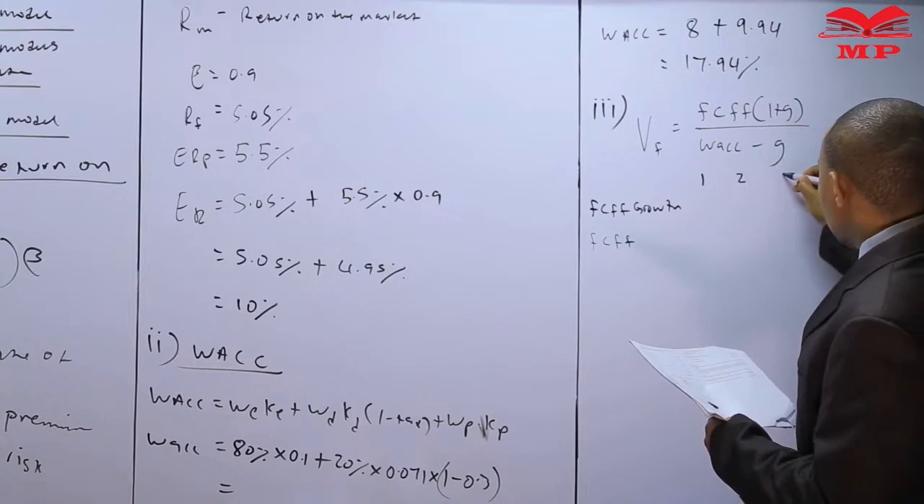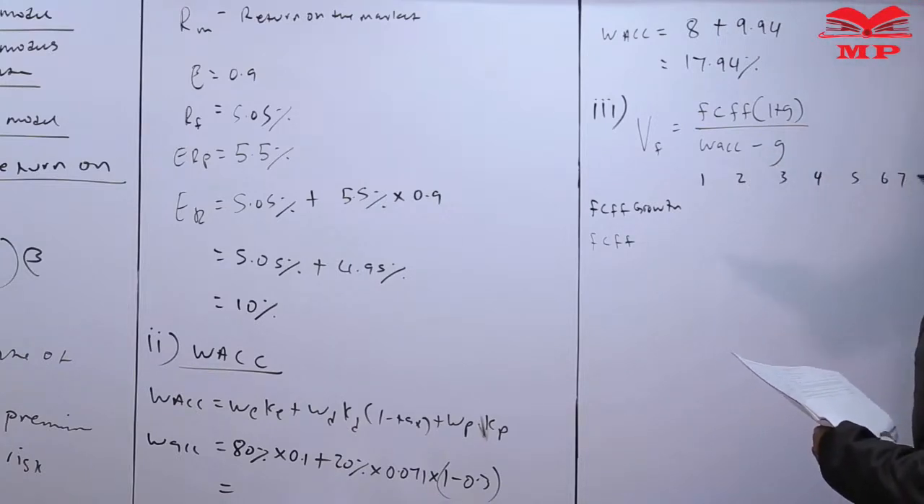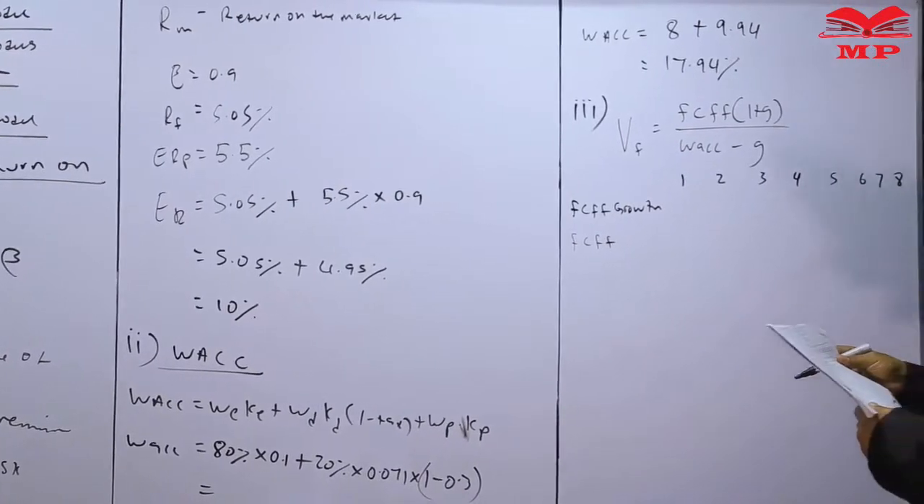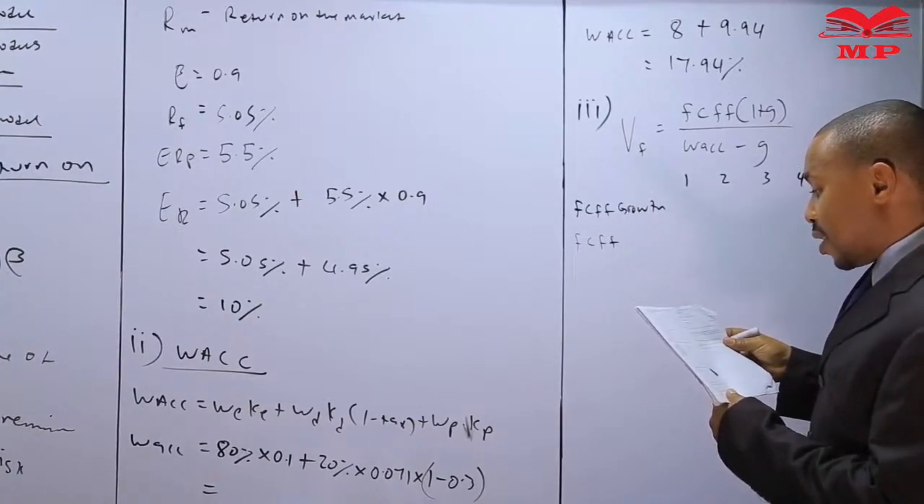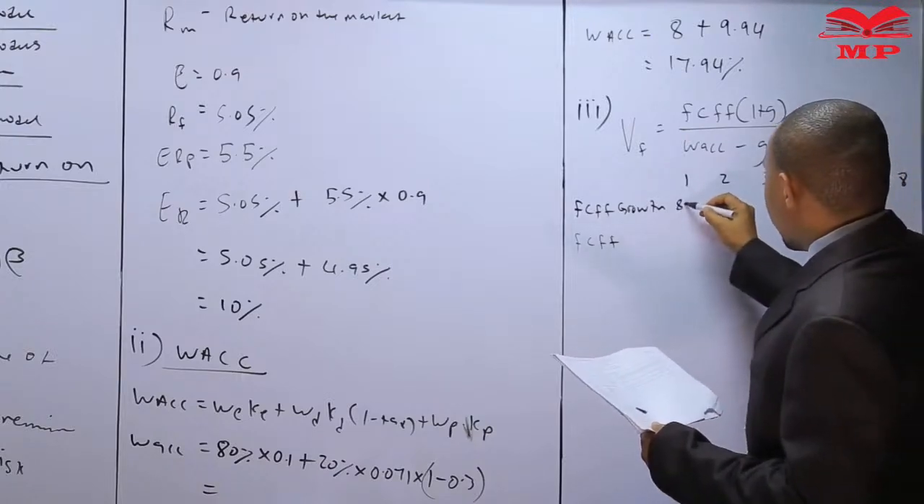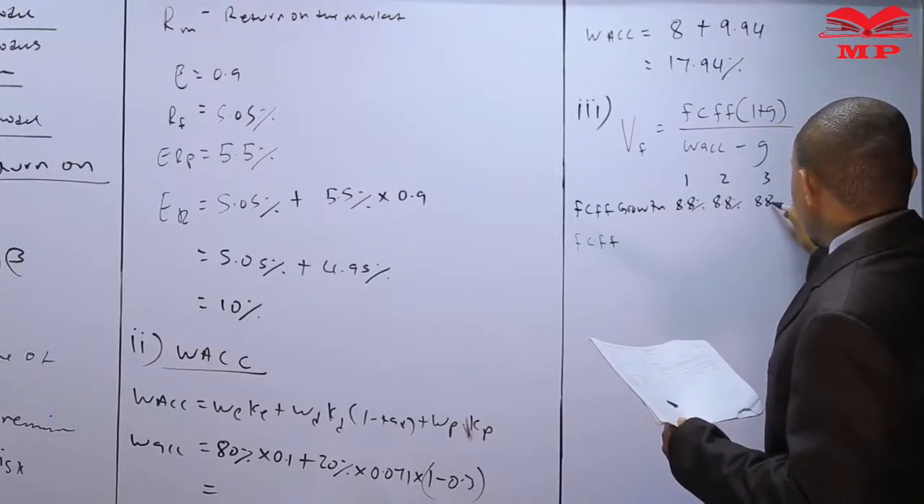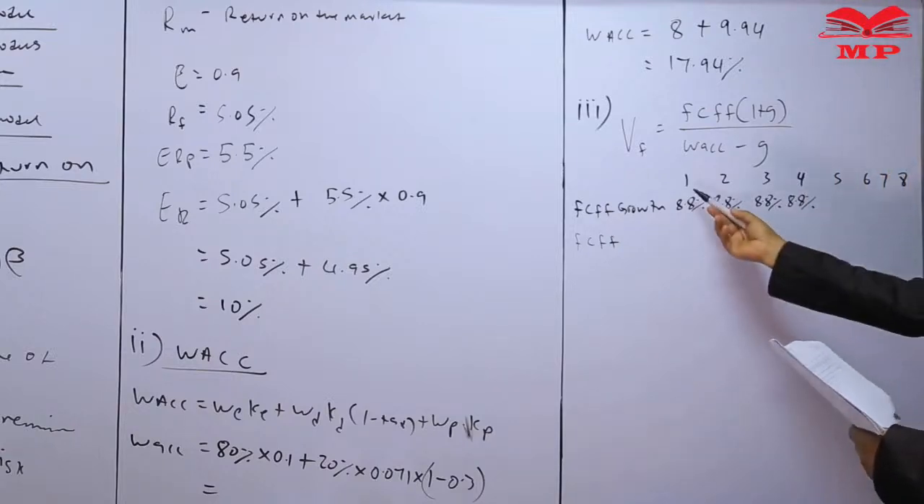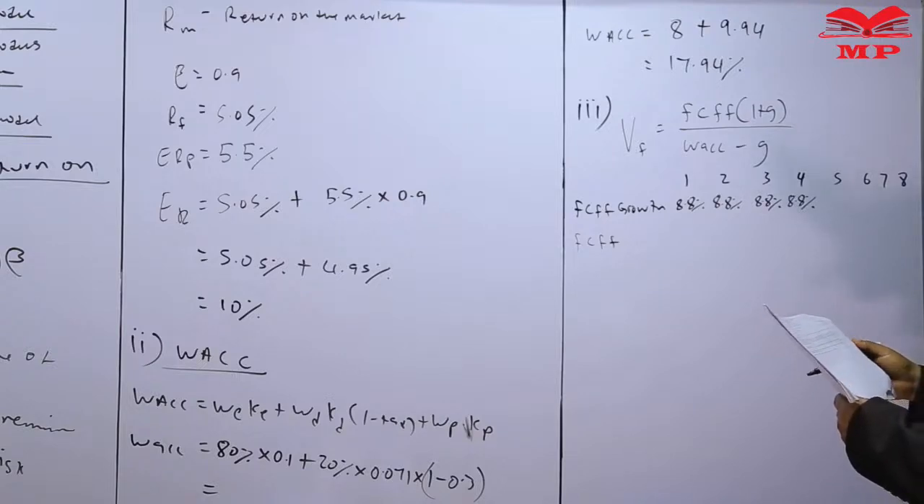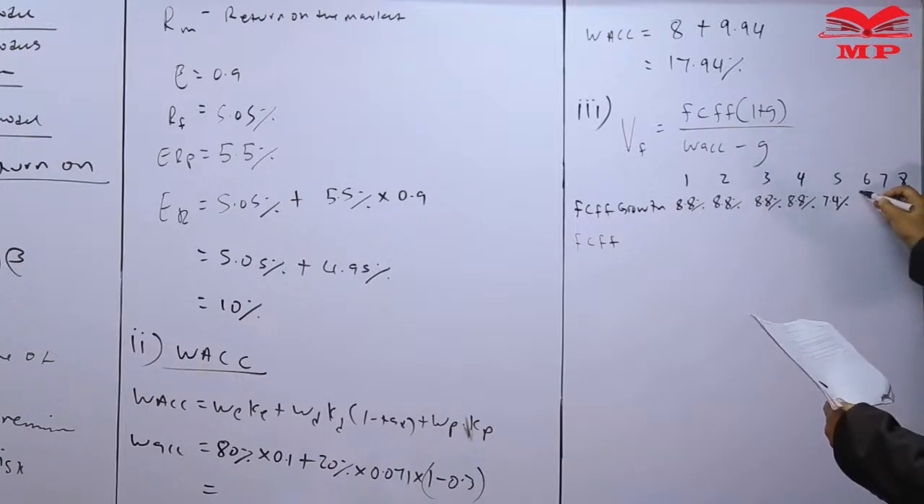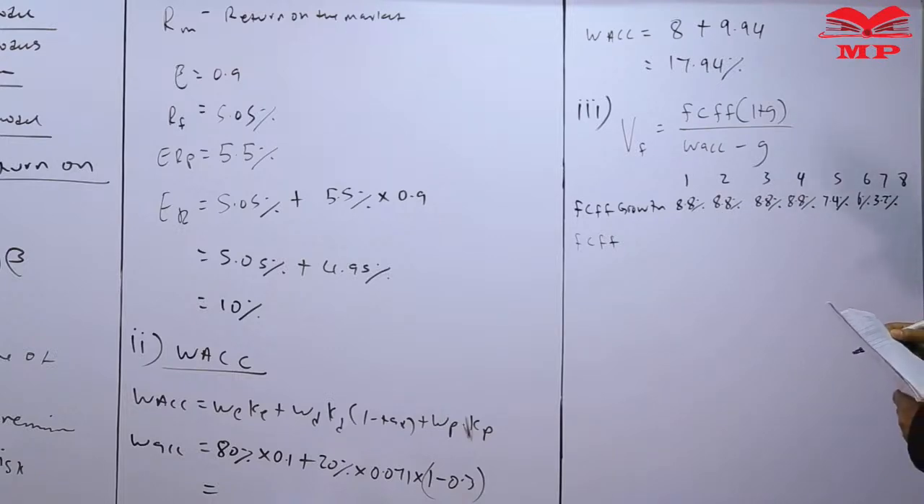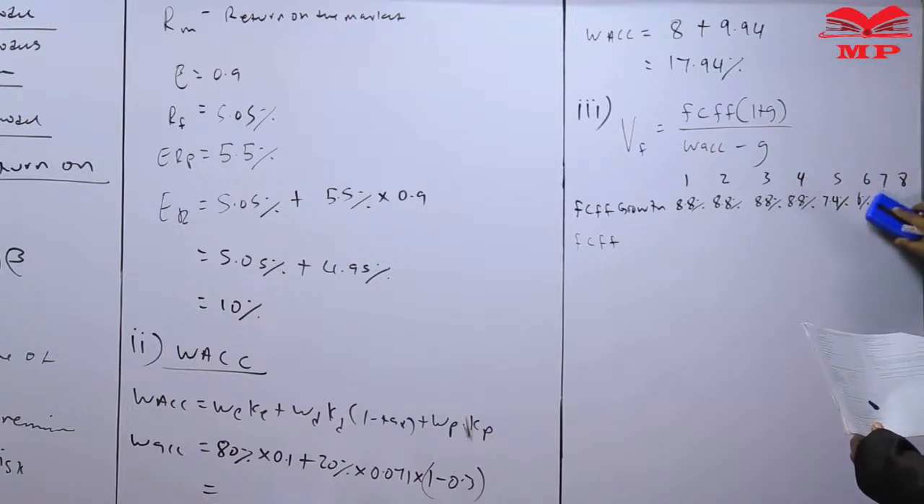We have 1, 2, 3, 4, 5, 6, 7, and 8 there. The first stage, we're saying that the FCFF growth is 8.8%, from the first year through to the fourth year. Then we're told 7.4% in year 5. Then in year 6, we have 6%. Year 7, we have 4.6%. And then finally, year 8, we have 3.2%.